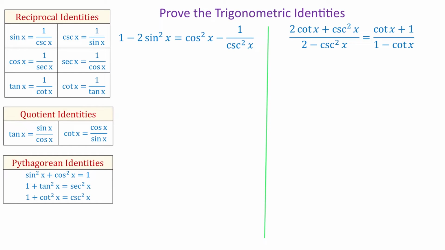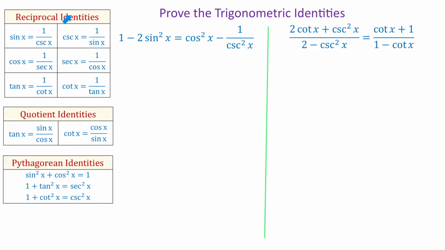Hello! In this video we will prove two trigonometric identities, and the first one is 1 minus 2 sine squared of x equals cosine squared of x minus 1 over cosecant squared of x. To prove an identity, we must show that we can change the expression on one side or on both sides so that both sides look identical.